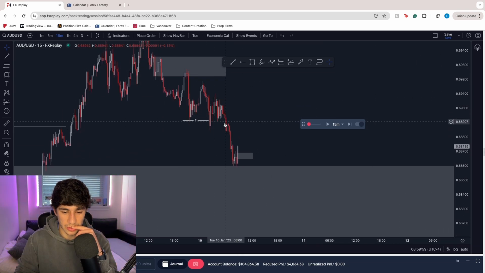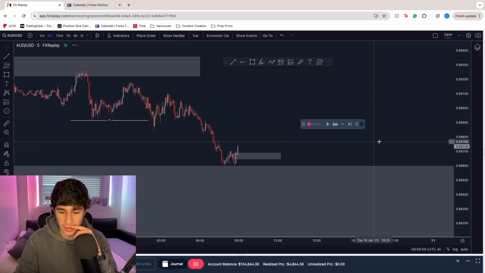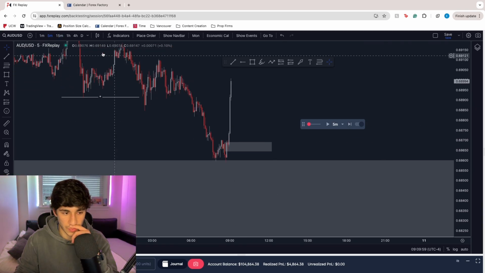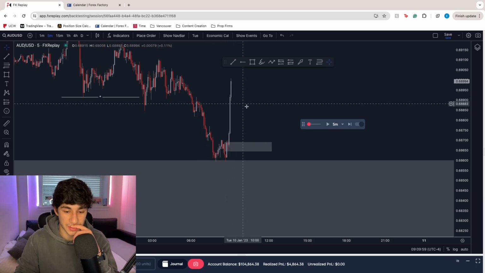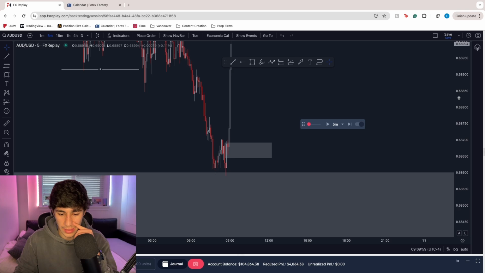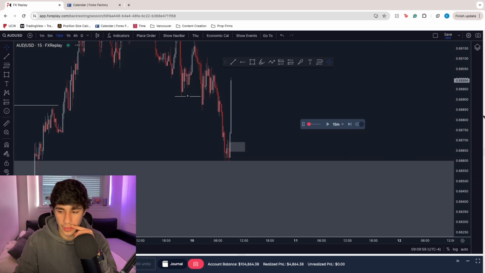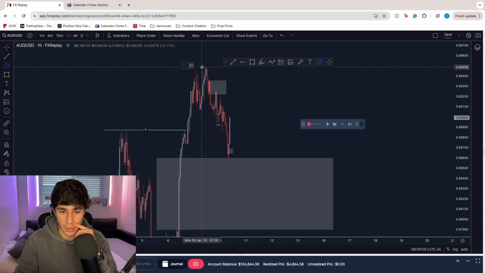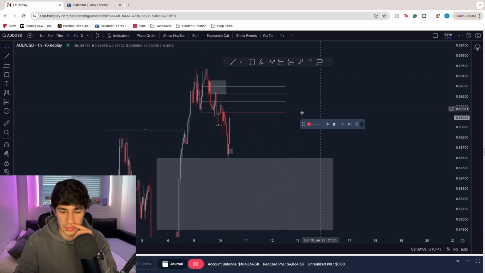I'm looking to see if price is able to reach any of these areas. So let's see. Yeah, so it went up immediately. There was not even an entry for us. So let's see where price goes. So now I would like maybe to see if there's a selling opportunity.